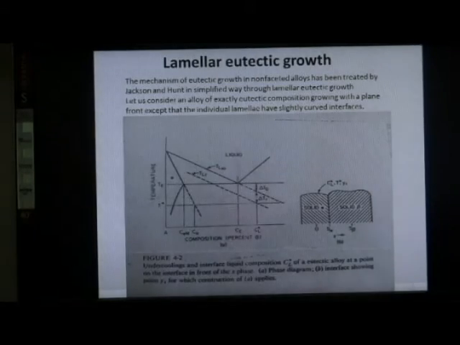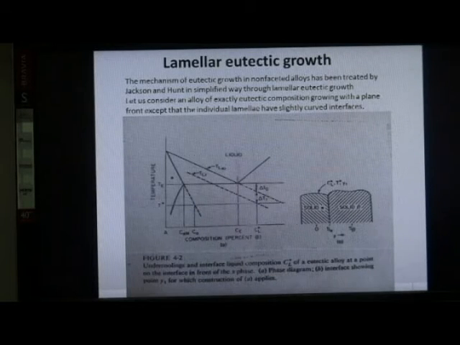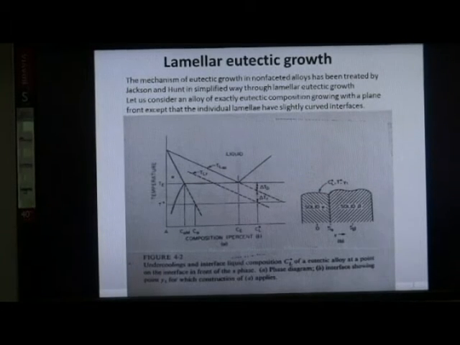As we can see in the figure, it shows the undercooling and interface composition C_L* of a eutectic alloy at a point on the interface in front of the alpha phase. Figure A shows the phase diagram, and B shows the interface showing the point y1 for which the construction of A applies.